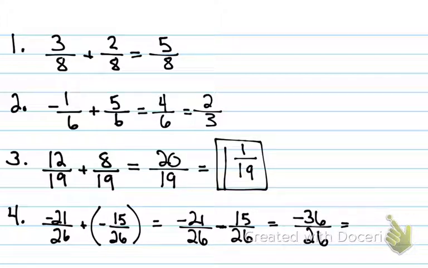Is that my final answer? No, because why? Why isn't that my final answer? It's improper. So 26 goes into 36 how many times? 1 with how many left over? 10 over 26. But again, that's not my final answer because I can still reduce. So I just keep reducing until I get to my simplified answer.